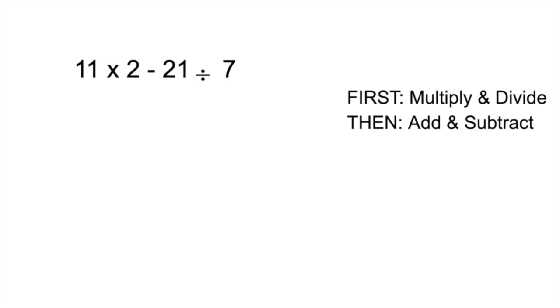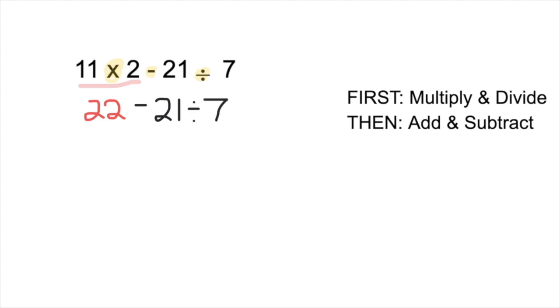Let's try one more. Here we have multiplication, subtraction, and division. So according to the order of operations, multiplication and division come first. So we will do our multiplication first since it comes first in a number sentence. So we have 11 times 2, which gives us 22. And then we'll bring down the rest of our number sentence so we don't forget anything. So we're going to bring down minus 21 divided by 7.